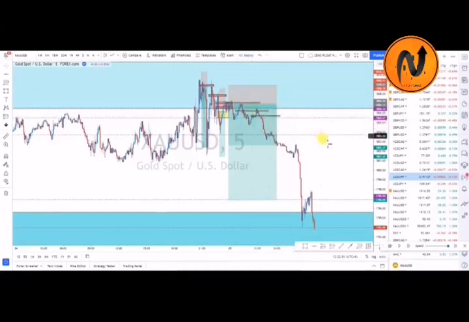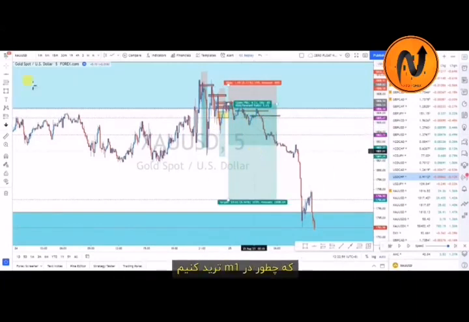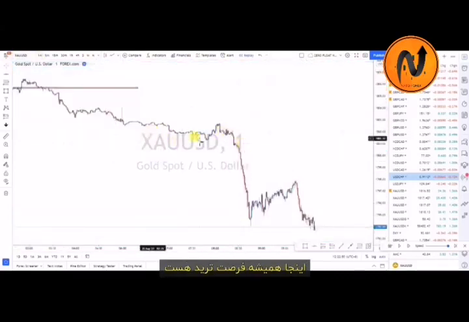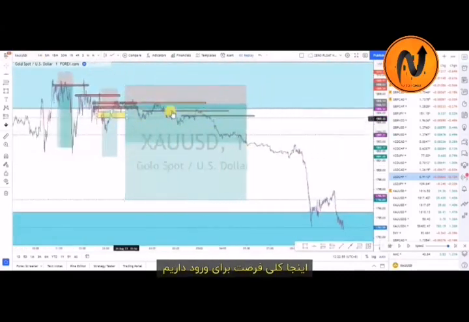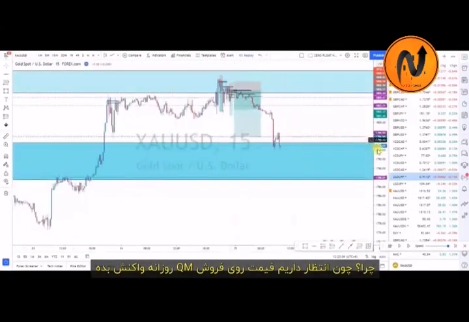Okay, guys. So that's it. I just wanted to show you something simple: how we can trade on the M1. There's always opportunity here. There are tons of opportunities for us to keep entering. So guys, remember, do not look for buys. Why? Because we expect that the price is going to react on the daily QM sell.